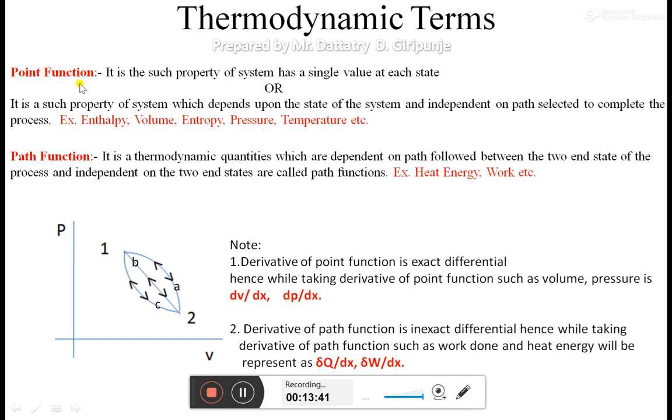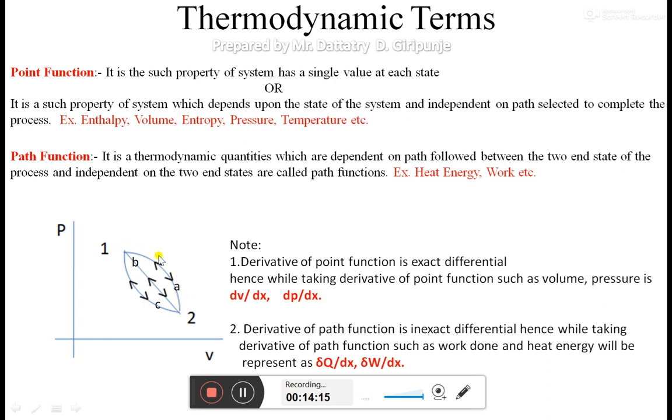So a point function is such a property of a system that has a single value at each state, or a property of a system which depends upon the state of the system and is independent of the path selected to complete the process. Here this is state number 1 and this is state number 2, or we can say the initial state and the final state.